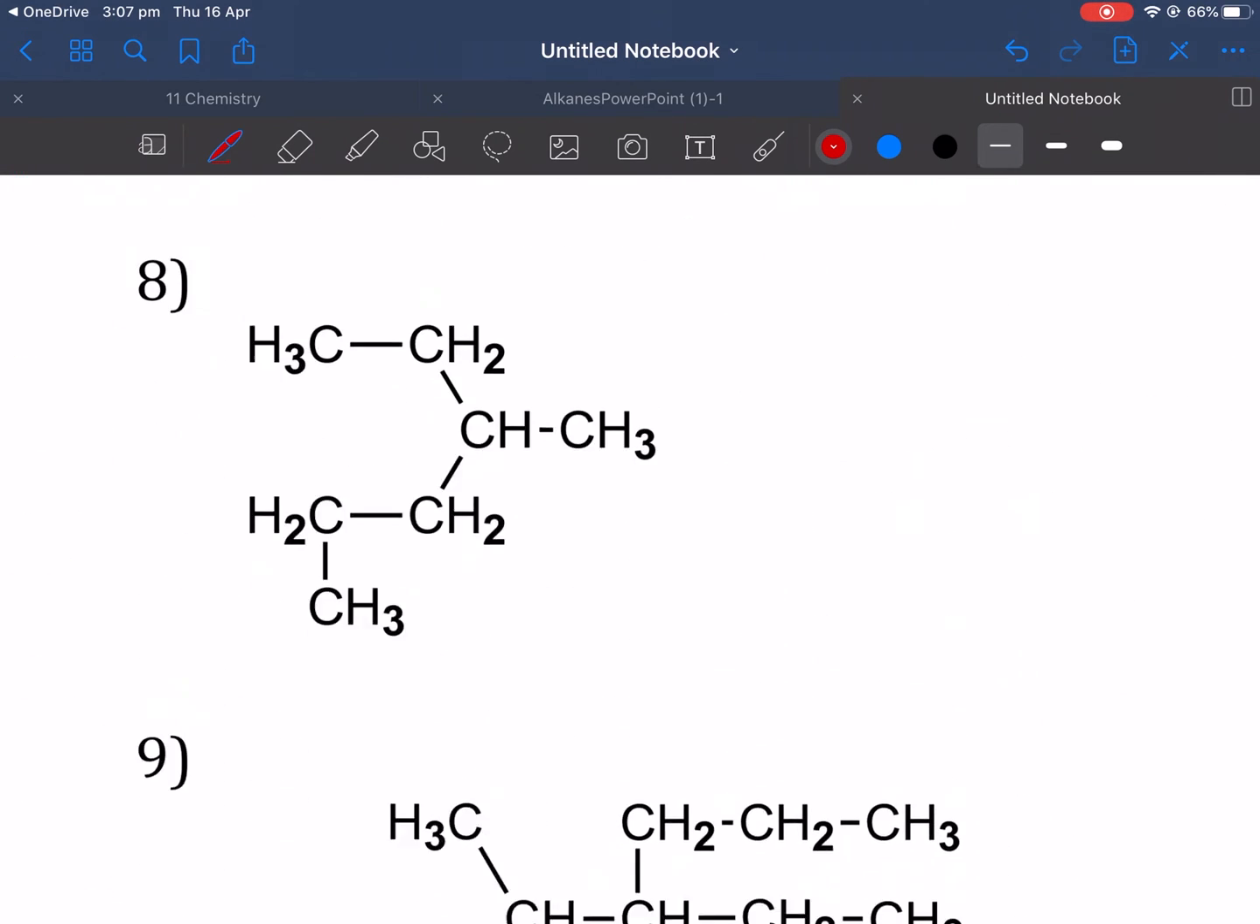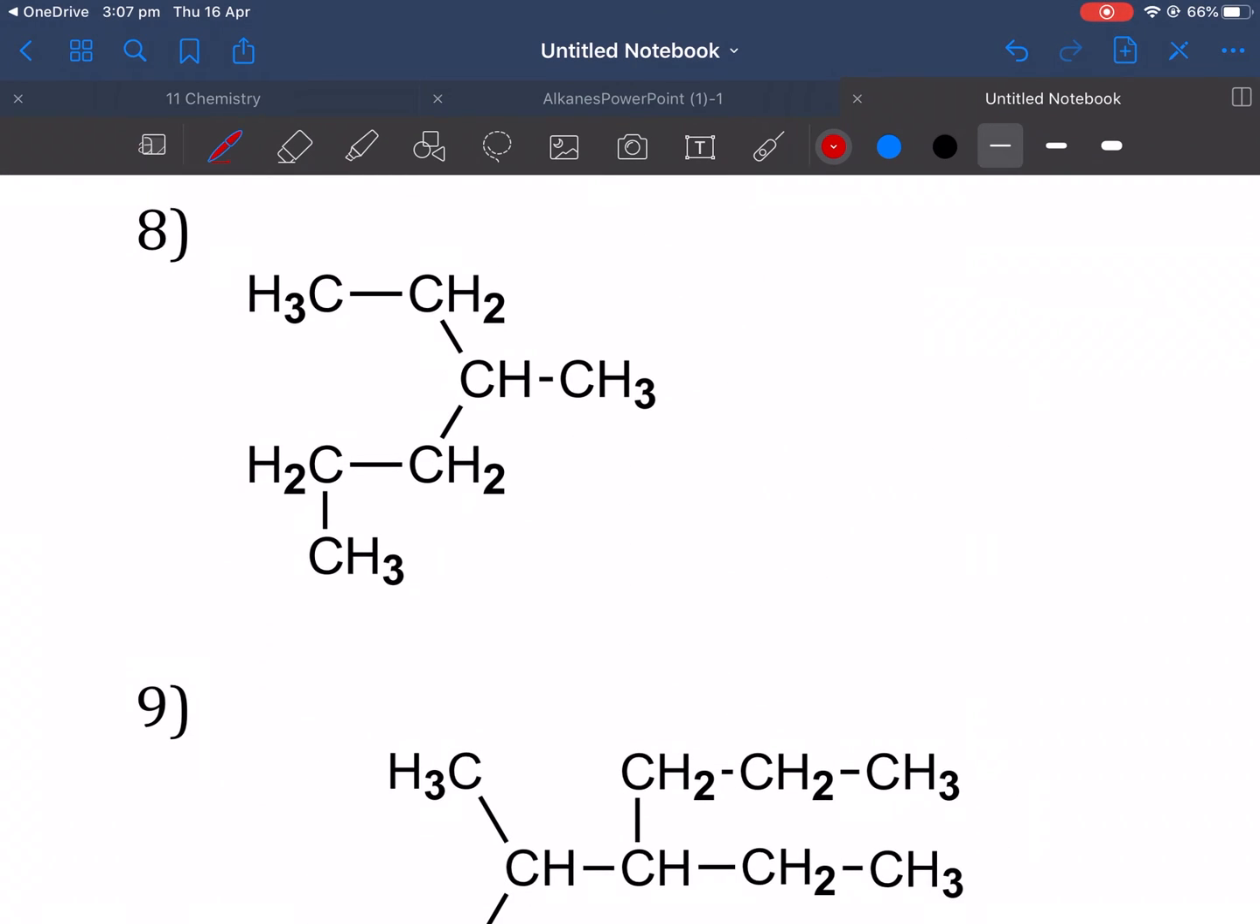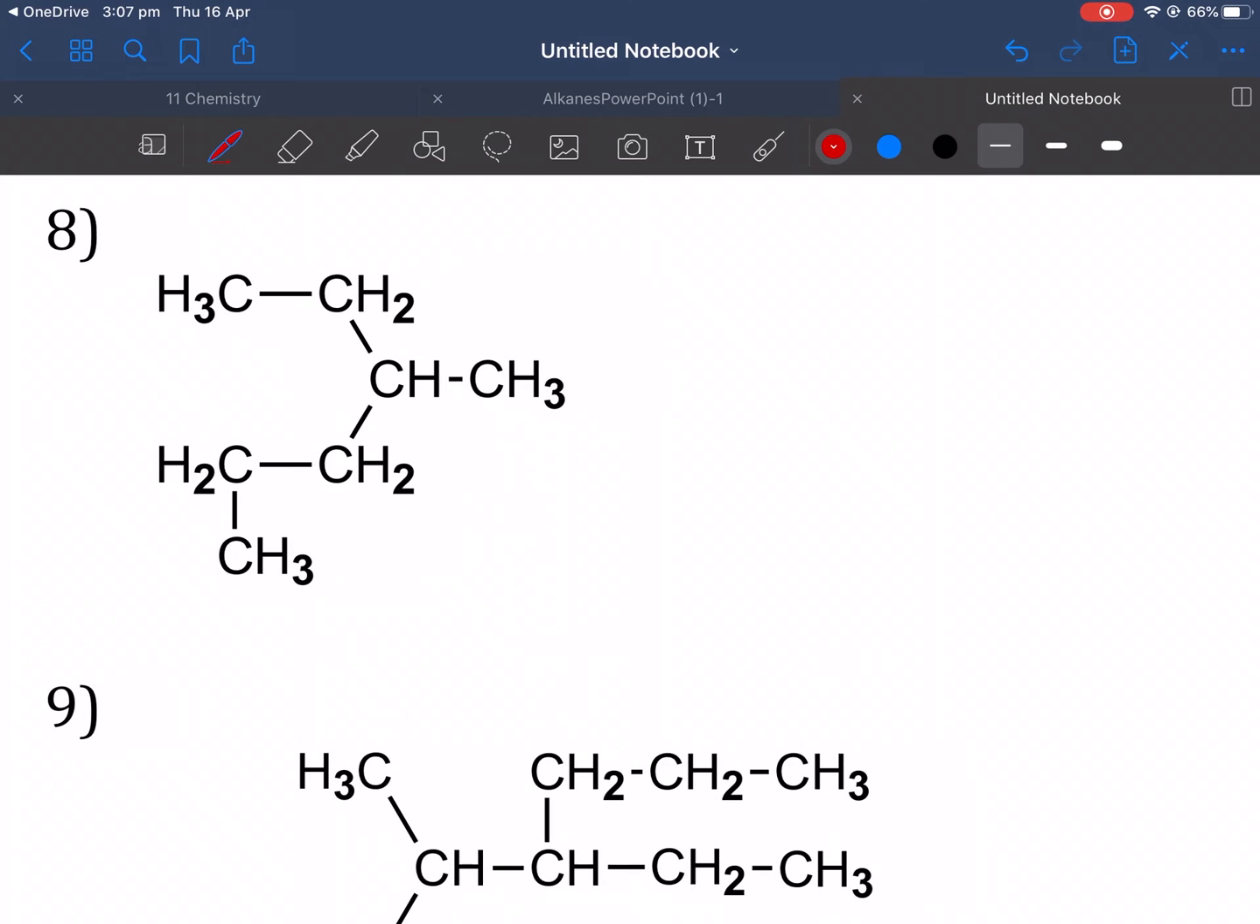Anyway, on to number 8. This one looks a little bit funky, but it is actually pretty simple. So we're going to start by circling the subchain, which is just that one right there. And then same as per usual, we will go through and do some numbering. So we're going to start at the top and kind of snake our way down. So 1, 2, 3, 4, 5, and then 6. So it's a 6-carbon chain, so it's going to be a hex.